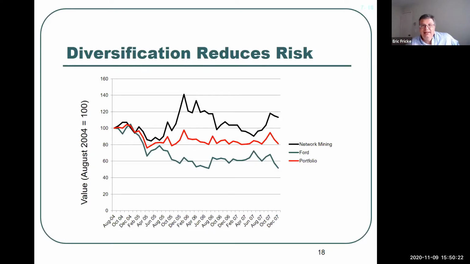Not moving up and down as much means it has lower risk. It has lower standard deviation. So that is how we see the positive benefits of diversification when we build a portfolio, because portfolios will have lower risk than the individual stocks in those portfolios. That's the benefit of diversification. It's reducing that risk.